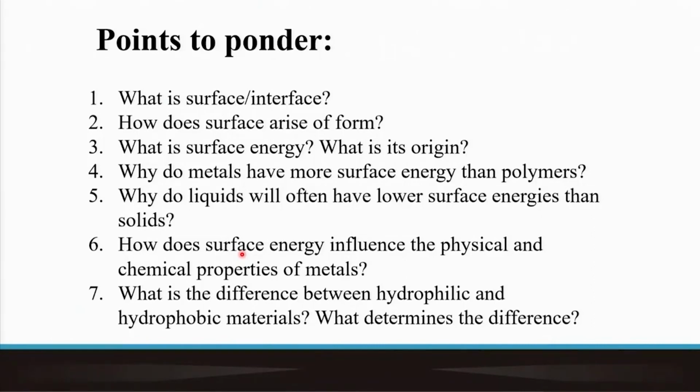Why do metals have more surface energy than polymers? What does the bonding characteristics, strength or melting temperatures, what do they have to do with surface energy? Why do liquids, for example, always have lower surface energy than the corresponding bulk solid? Why is it so? And how does surface energy influence various physical and chemical properties of metals or solids in particular? And how do the differences between hydrophobicity and hydrophilicity arise? And what are the uses, engineering uses for them?